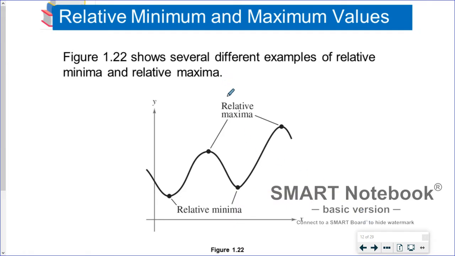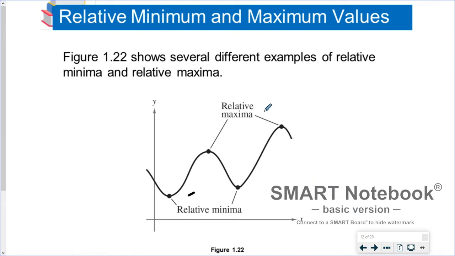Really, a maximum is kind of the top of a hill. A minimum is the bottom of a little valley. I think of them as peaks and valleys. If you think of these as hills or mountains, the peaks are maximums, the valleys are minimums.